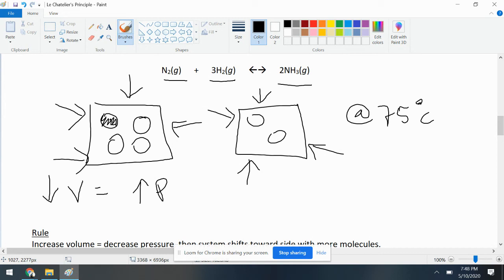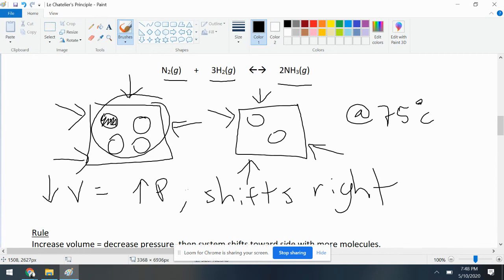So what's going to happen here? Hey, guess what? The stress is coming from both sides, right? And in order to alleviate or decrease the stress, or go away from the stress, the system has to shift away from the side with more molecules. So which side has more molecules? The left side. So which means the reaction has to shift to the right side. Shifts right. Because the more molecules you have, the more pressure you have. So the left side, with more molecules, will shift to the right side, causing a decrease in that pressure there, because there's more molecules on the left side.